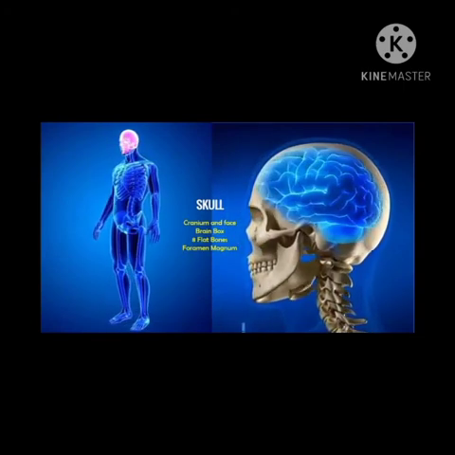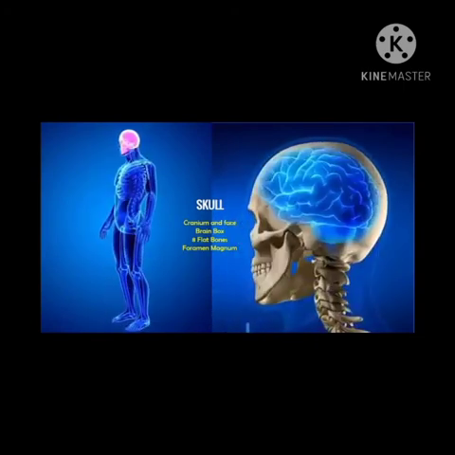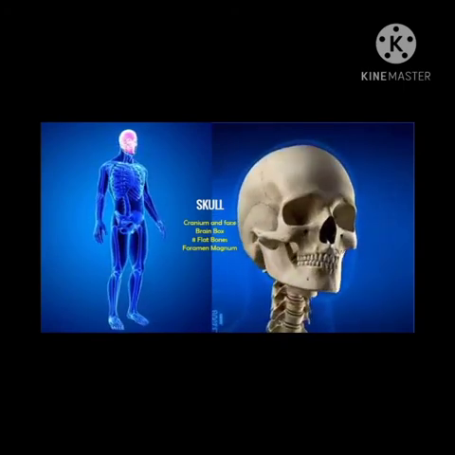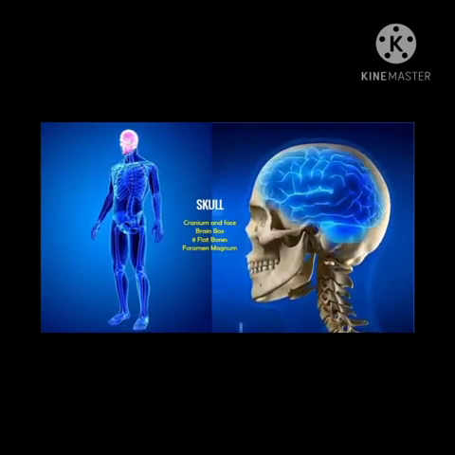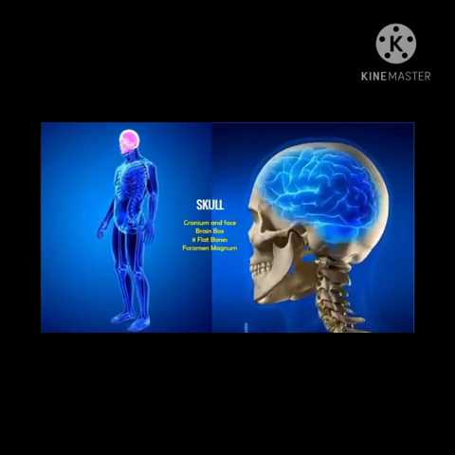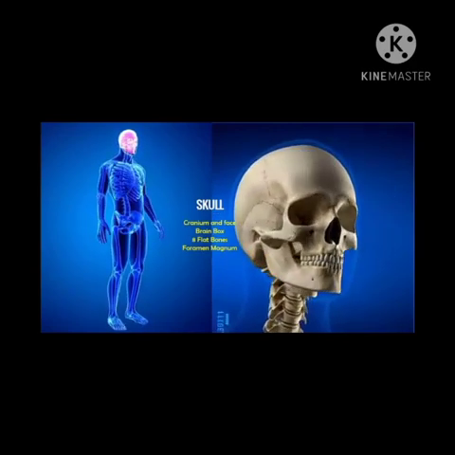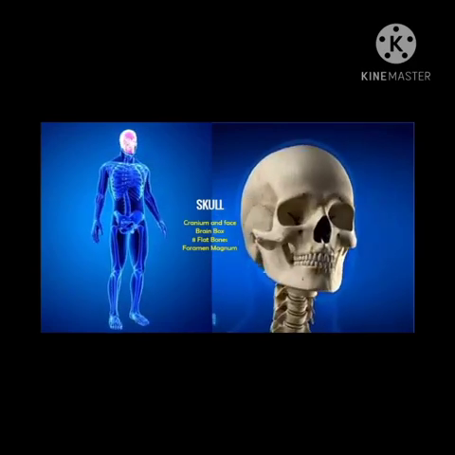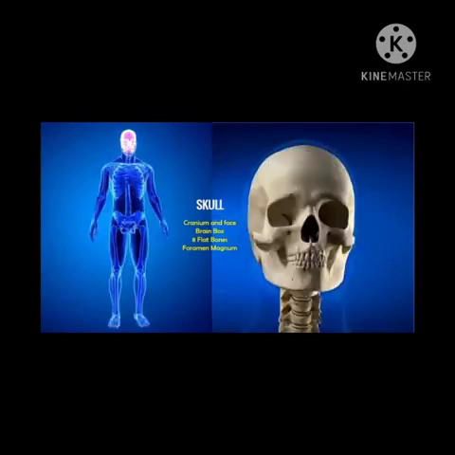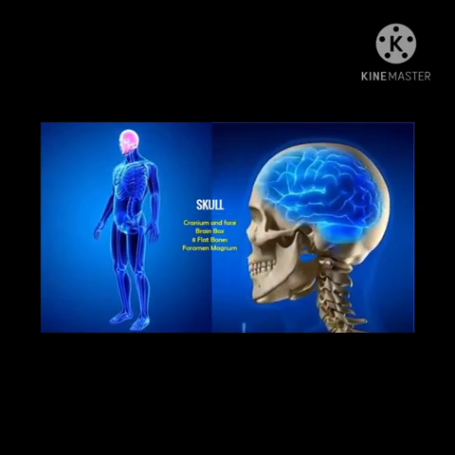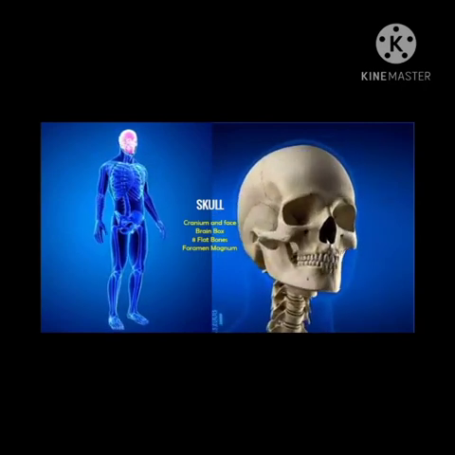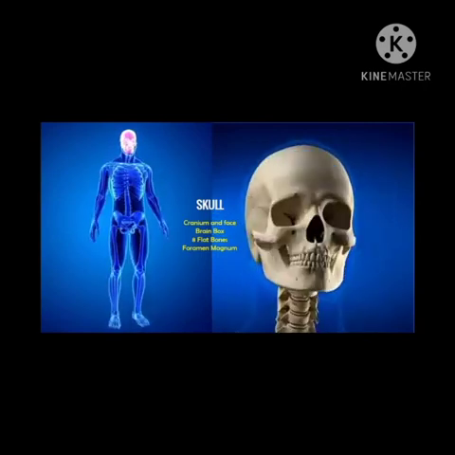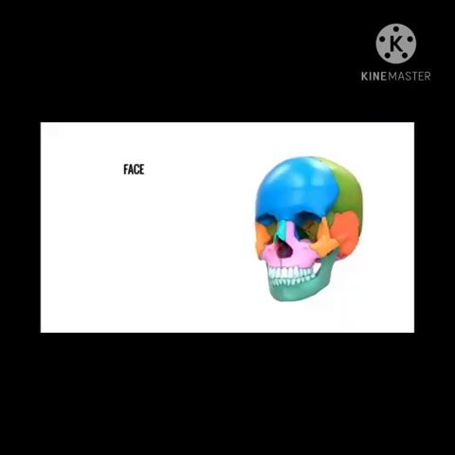Therefore it is also called brain box, right, which is made up of 8 bones that form immovable joints called sutures between them. On the back of the cranium is present a large hole that is called foramen magnum. Through this hole, the spinal cord continues from the brain, and then it enters into the vertebral column of the backbone, right?